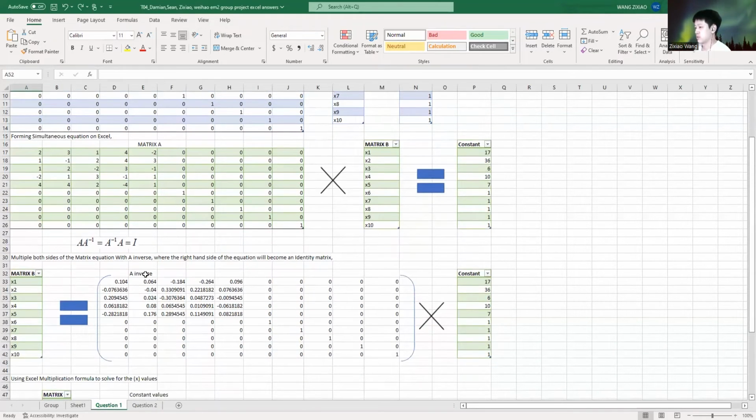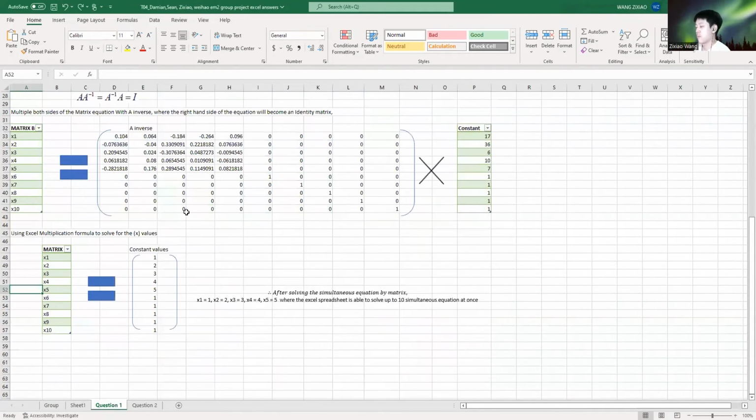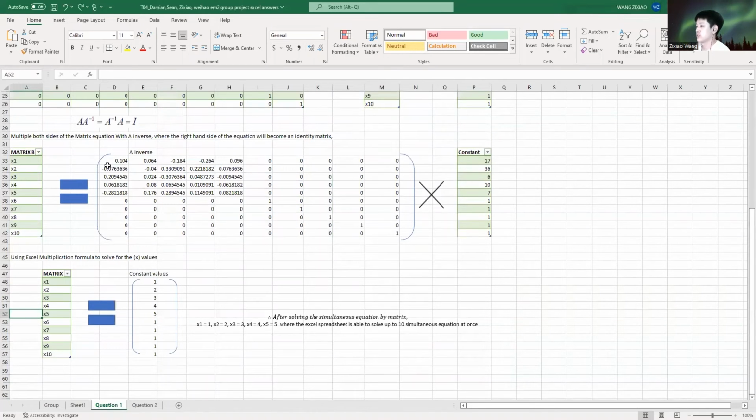So we multiply both sides of the matrix equation with A inverse. So we multiply inverse matrix A by the constant values of the equation, and we get a matrix B, which will become an identity matrix. So to find the inverse matrix A here, we need to implement a simple command, which is MINVERSE in all capital letters, and include x1 to x5.